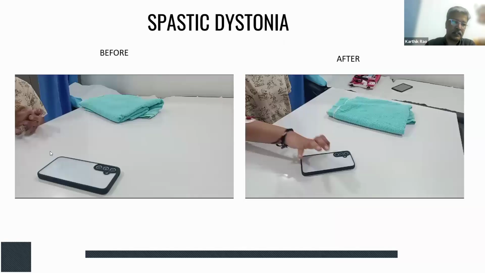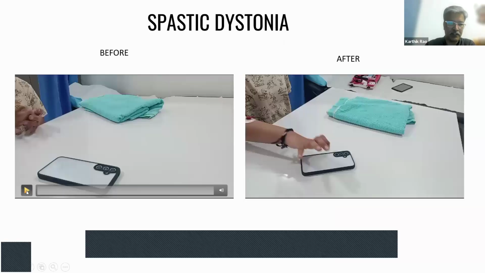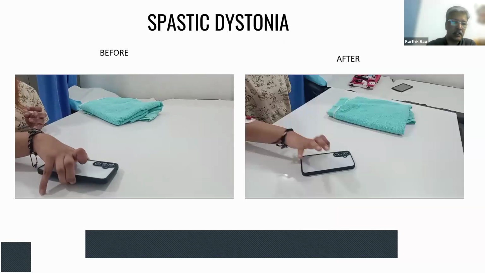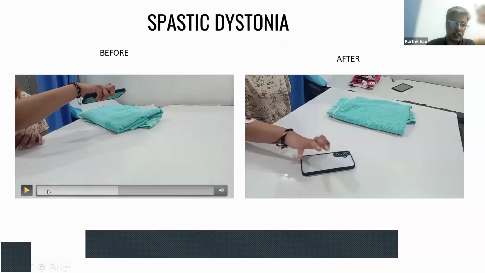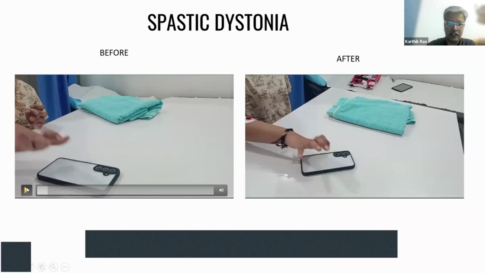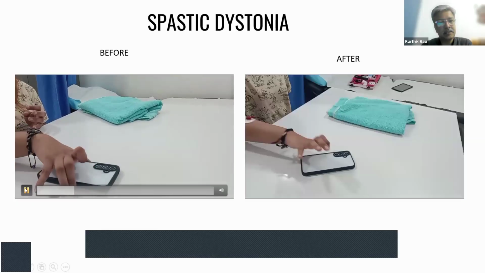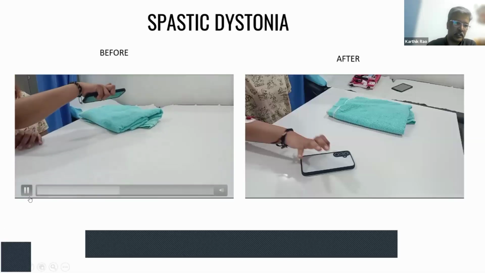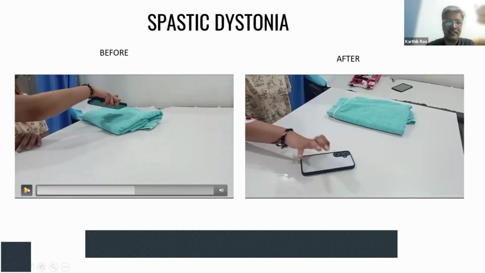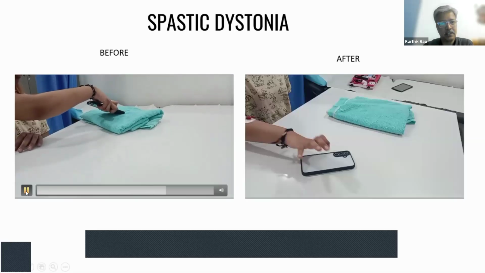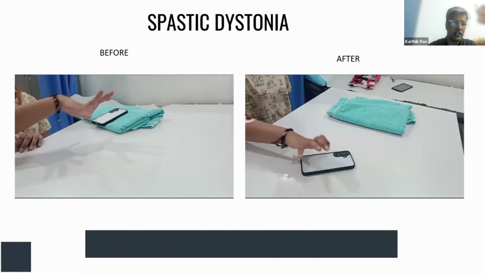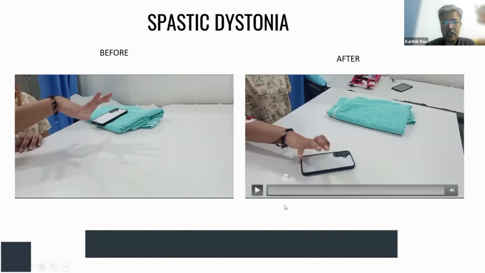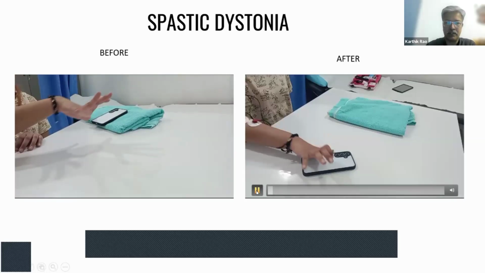Similarly, this is a patient with spastic dystonia. So let me play the video for you. Here you can see that she is not using her index finger when she's picking up the object. When she's trying to place it, she does more wrist flexion to get that extension in the fingers, something more like a phenotypic action using the passive insufficiency. And post-therapy, she's able to do this.